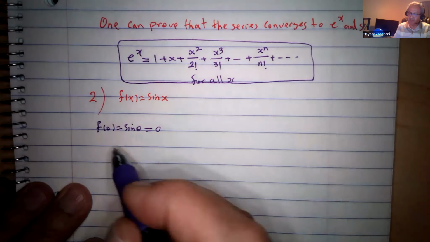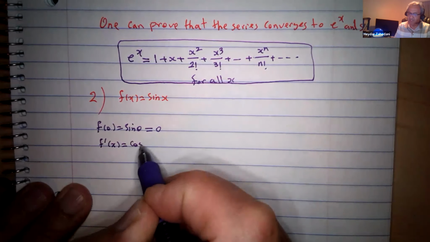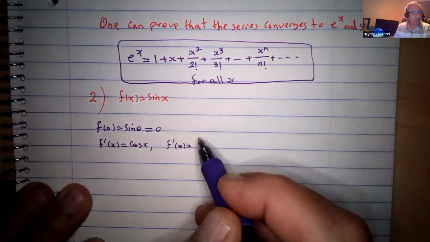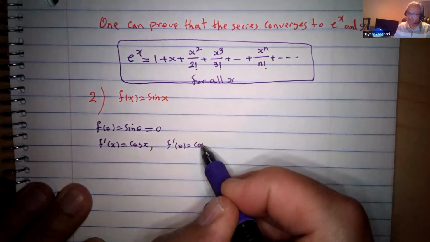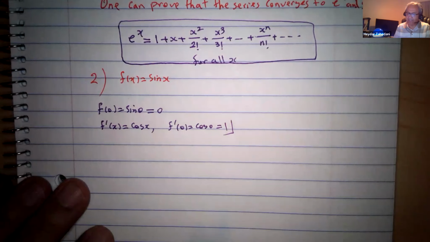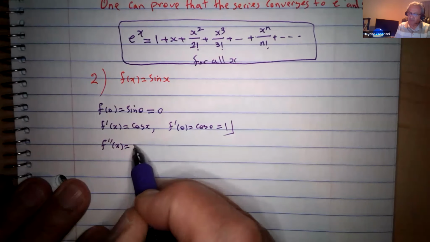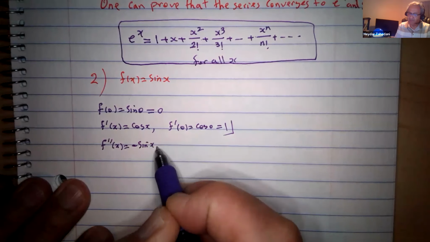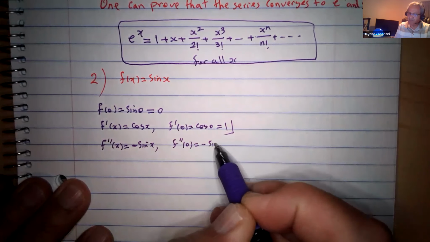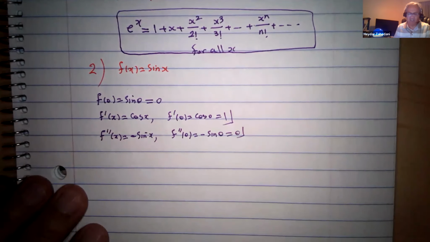You have to find f prime of 0. So f prime of x, the derivative of sine, would be cosine of x. So f prime of 0 would be cosine of 0, and the cosine of 0 is 1. So that's f prime. Let's write a couple more. f double prime of x would be negative sine x, and f double prime of 0 would be negative sine of 0, which is 0. So the double prime would be 0.